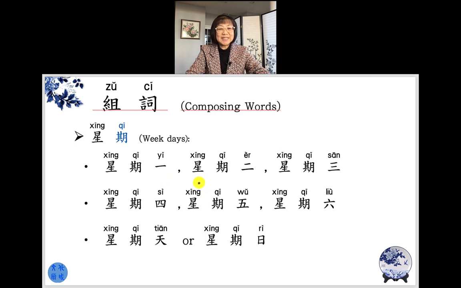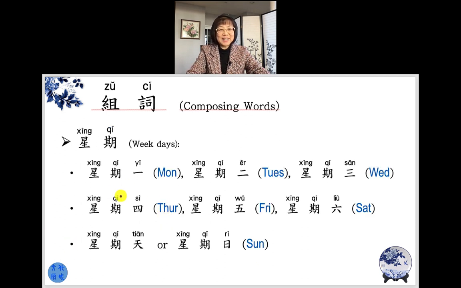星期一, 星期二, 星期三, 星期四, 星期五, 星期六, 星期天, or 星期日. So how are we doing? Did you figure out what day these 7 are?